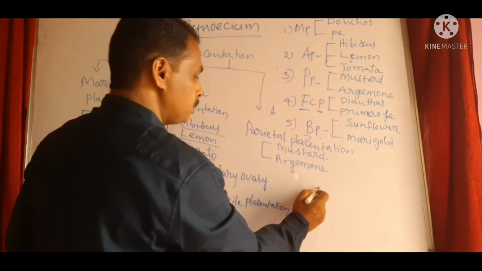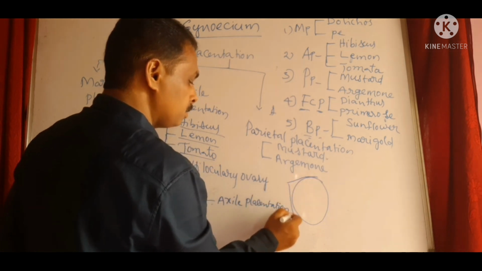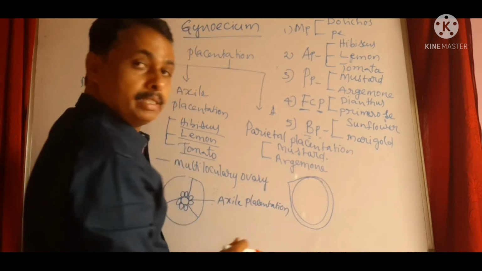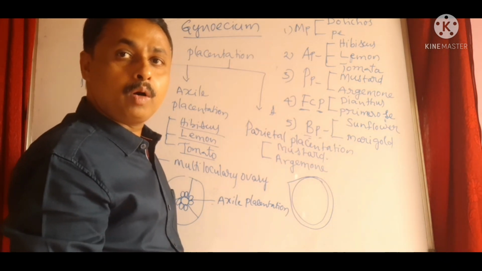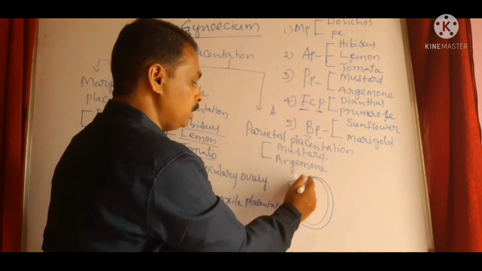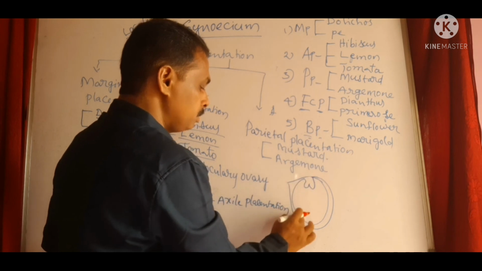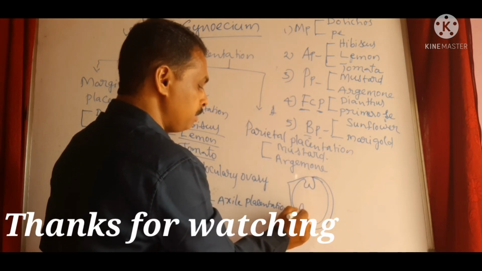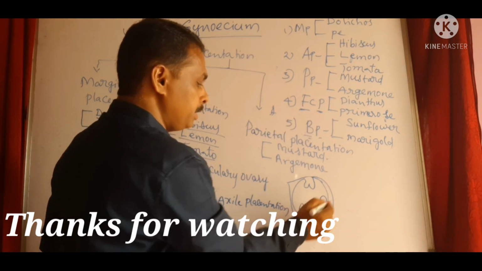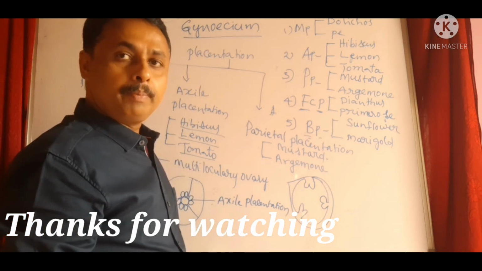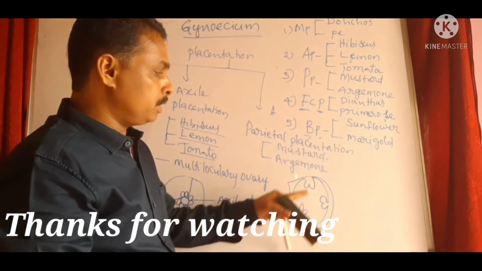Parietal placentation means, here it is the ovary. Inside this, the ovules are present on the inner wall where the adjacent carpels meet. This will be called parietal placentation. The placenta will be present on the inner wall.